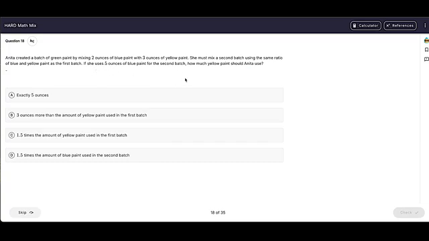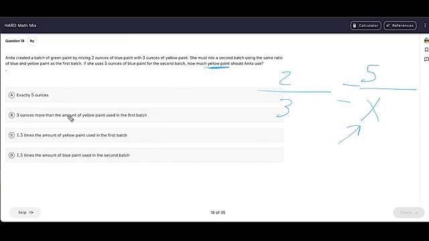She created a batch of green paint by mixing 2 ounces of blue, so 2B to 3 yellow. She's going to use a second batch using the same ratio, so they will be equal. She uses 5 ounces of blue, and then she's going to use some unknown amount of yellow. And just for the sake of not confusing myself, I'm going to get rid of these letters, but let's just remember that our numerators are blue and our denominators are yellow. And then looking at the answer choices, it says how much yellow paint should she use? So you might be thinking, oh, we're going to solve for X.